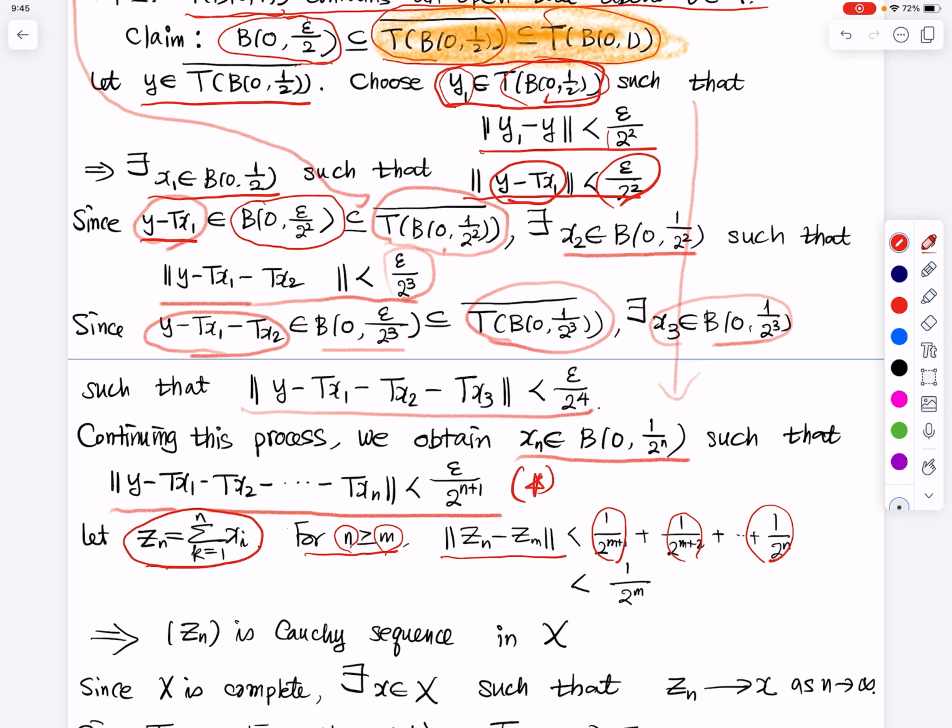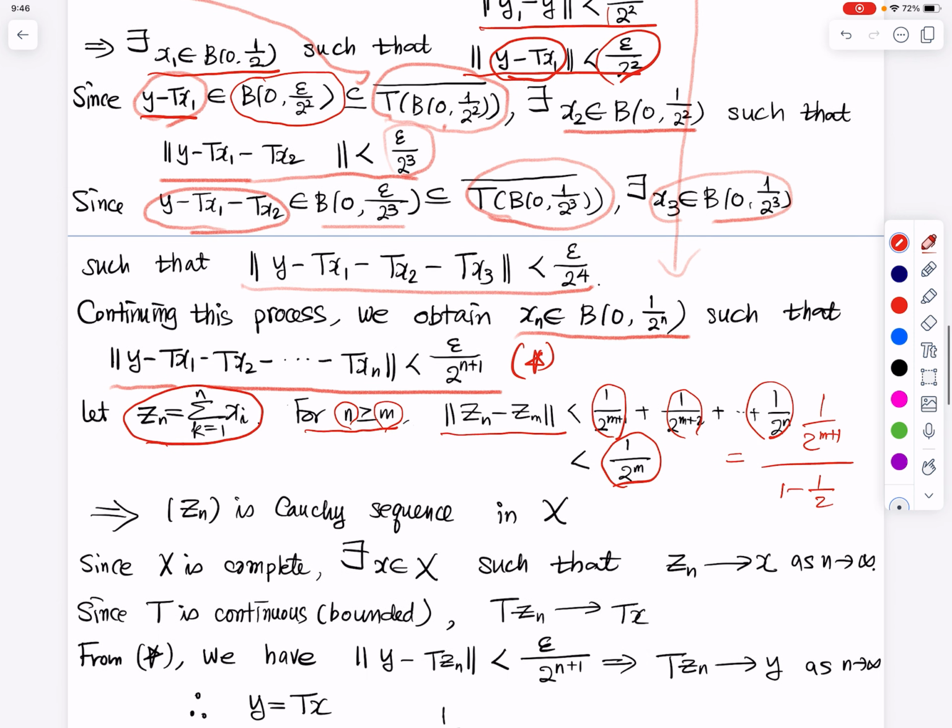And then when m goes to infinity, this one is less than the geometric sum with ratio 1/2, where the first term is 1 over 2 to the m plus 1. So I have 1 over 2 to the m.